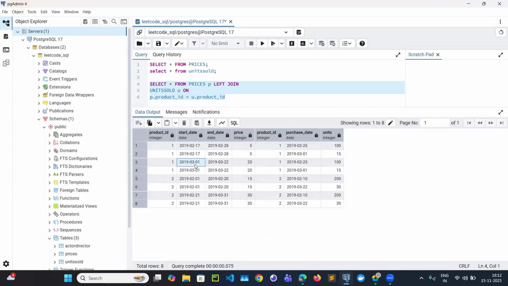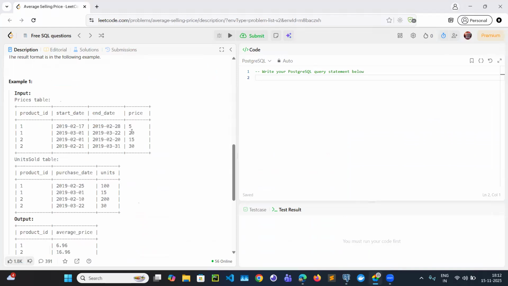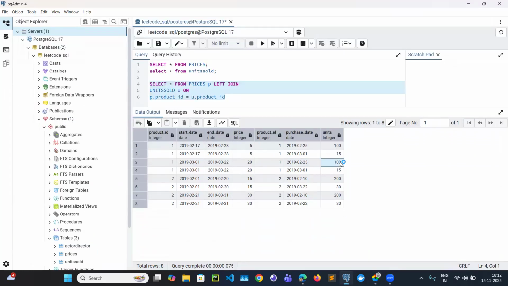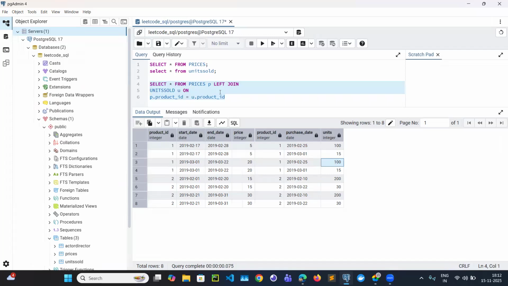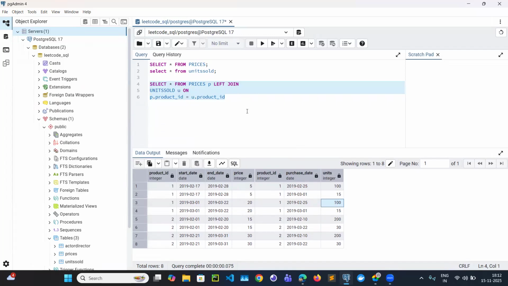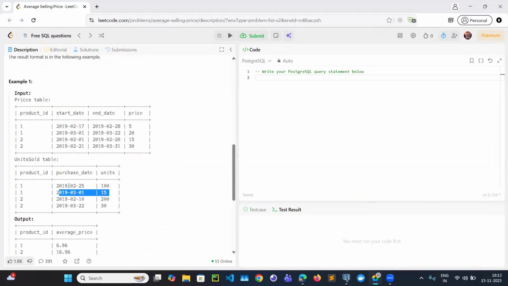But here, 1st March to 22nd of March, we are saying the price is 20, which is fine. And did we sell 100 units? No, we sold only 15 units, right? So we also need to put the condition of date as well. So what will be the condition? This purchase date should lie between this date, right?